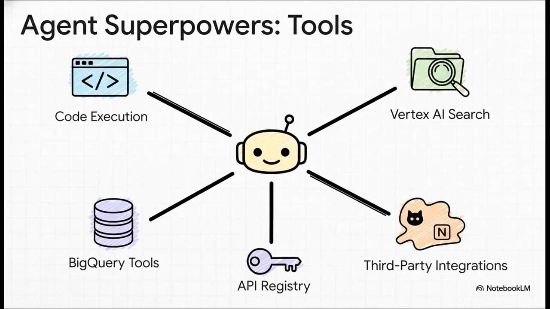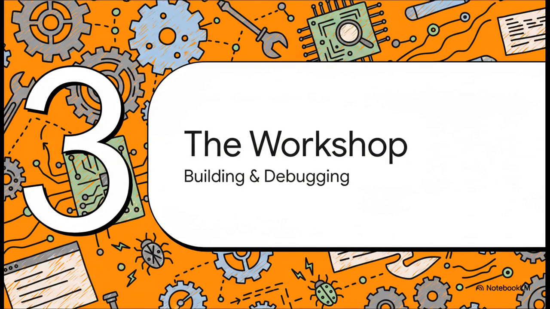Now this is where things get really powerful. An agent is smart, sure, but tools give it superpowers. By giving an agent tools, you're letting it actually do things in the real world. It can run code to do math, dive into huge databases with BigQuery, search through your company's private documents, or even connect to services you use every day like GitHub or Notion. It's a total game changer. Okay, our blueprint is ready. It's time to head into the workshop.